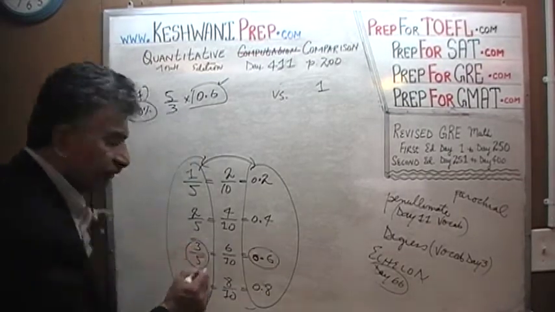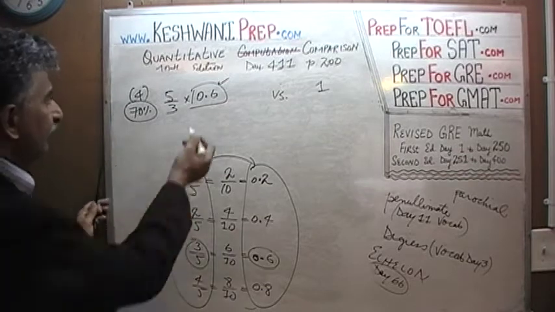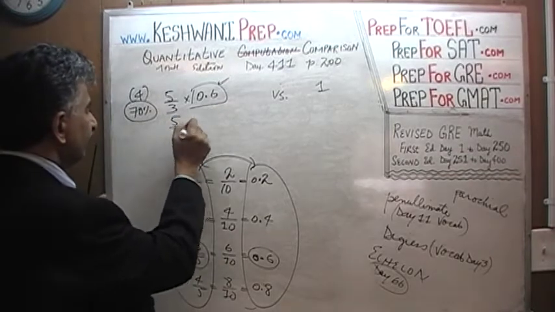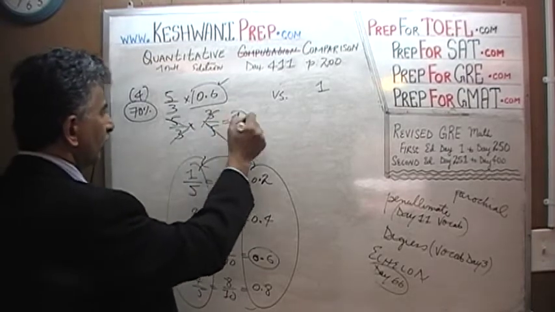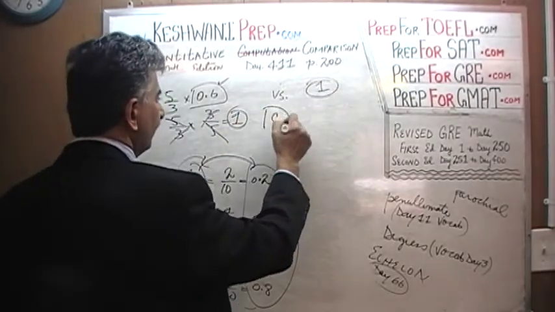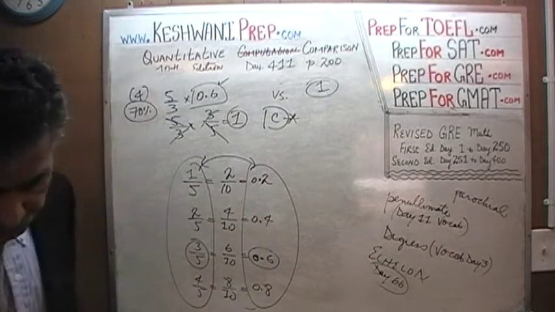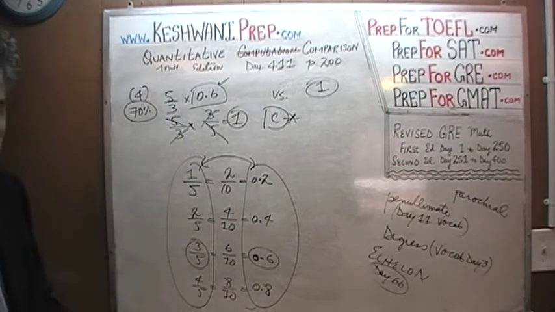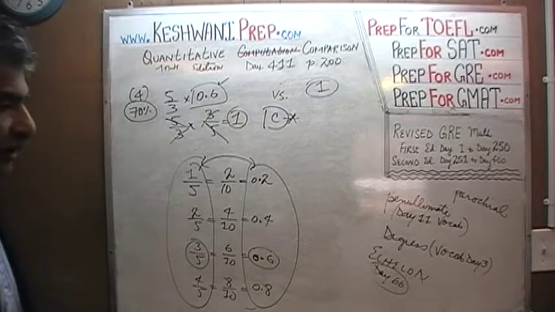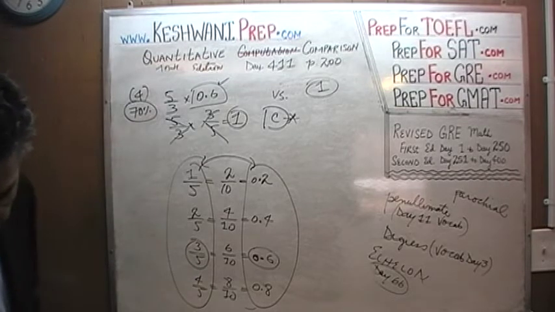0.6 is 3/5. So we substitute here. So we have 5/3 times 3/5. The 3's cancel out and the 5 cancels out. This is 1. 1 versus 1. The answer is C. This problem should take no more than 10 seconds if you know your fifths. Let's do the next one.